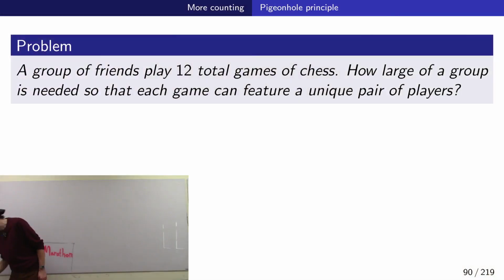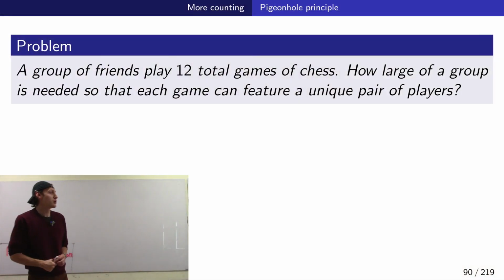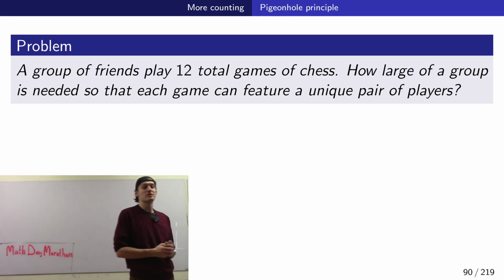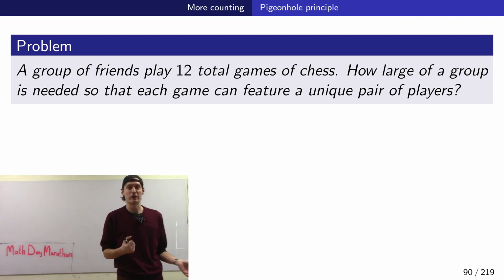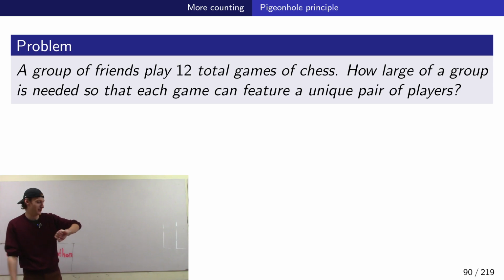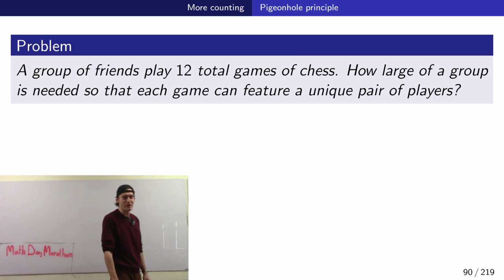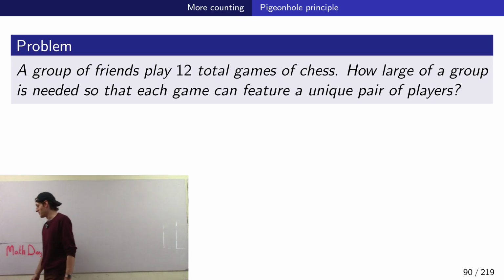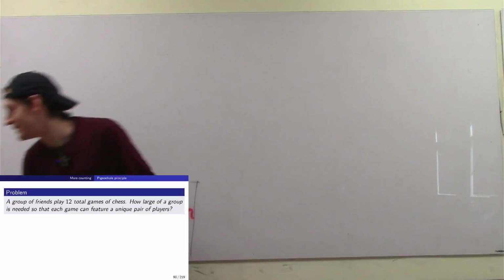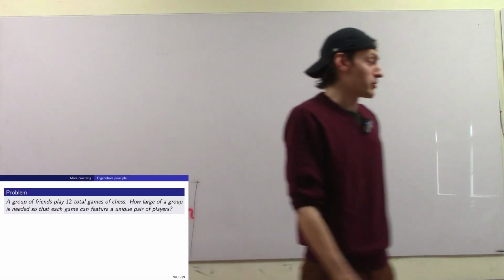All right. Next problem states, a group of 12 friends play 12 total games of chess. My question is, how large a group is needed so that each game can feature a unique pair of players? This is maybe similar to a problem we saw earlier about sumo wrestlers. We wanted unique pairings between Rikishi, and we're looking at something similar here.